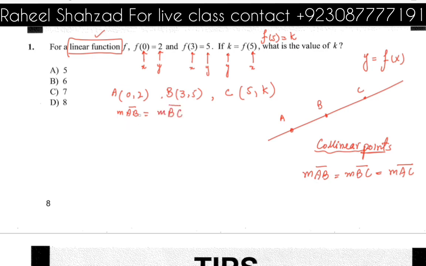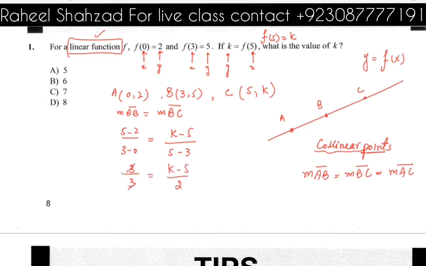If I find the gradient of AB, that is 5 minus 2 divided by 3 minus 0, which is equal to k minus 5 divided by 5 minus 3. So it's going to be 5 minus 2 is 3, divided by 3, is equal to k minus 5 divided by 2.